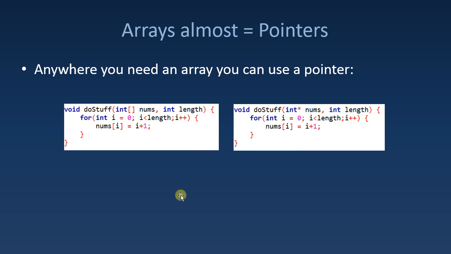So basically, anywhere you need an array, you could use a pointer instead. All right, if I've got a function that takes in an array called nums, an array of ints, I could instead just pass in a pointer, but then go ahead and write the body of the function exactly the same.